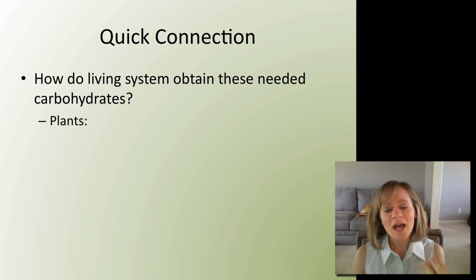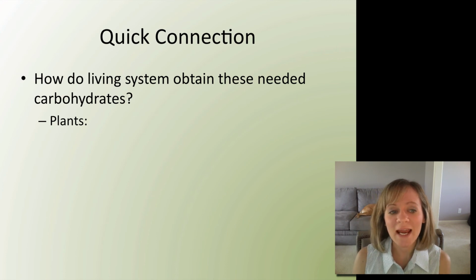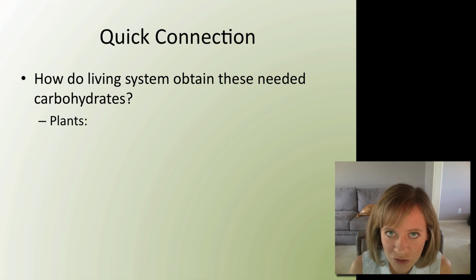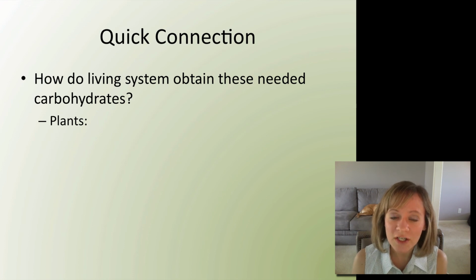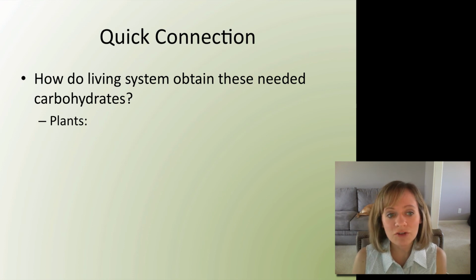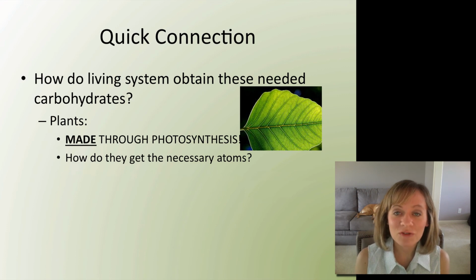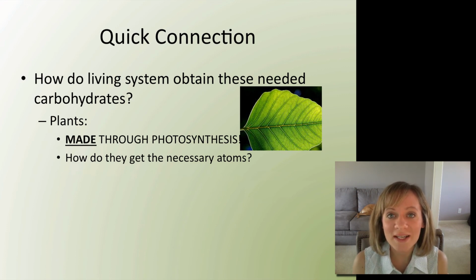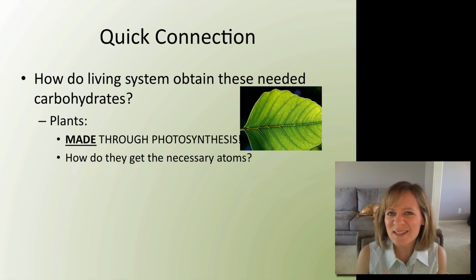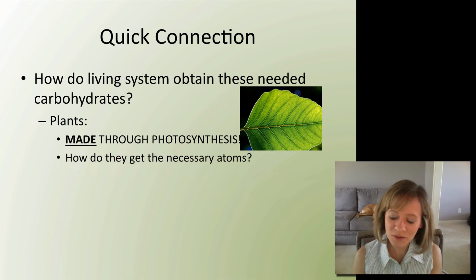Okay, so let's connect to, say, ourselves or even plants. Humans and plants: how do living systems obtain these needed carbohydrates? We need carbohydrates for energy. Plants also need them for structural support. Well, plants make these carbohydrates for themselves, and they make them through the process of photosynthesis. But where do they get those necessary atoms, right? Don't they need carbon and hydrogen and oxygen?